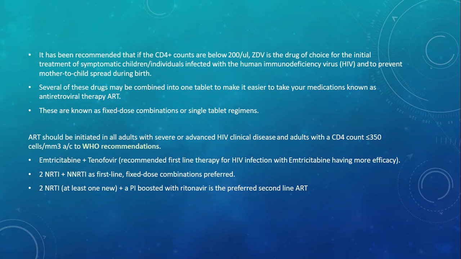According to WHO, when the CD4 cell count is below or equal to 350 cells per cubic millimeter, the therapy should be started. Emtricitabine and tenofovir is one of the very good medications. Tenofovir is the first line therapy for HIV infection. Along with emtricitabine, the efficacy increases. WHO recommends two NRTIs plus an NNRTI as the first line fixed dose combination, while the second line ART is two NRTIs and a boosted PI with ritonavir in case the first line agent has failed.